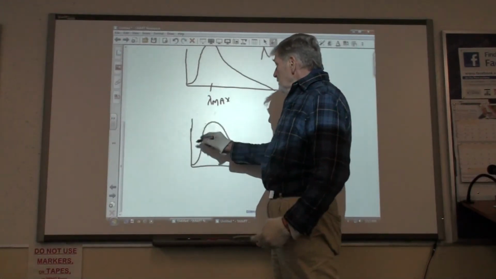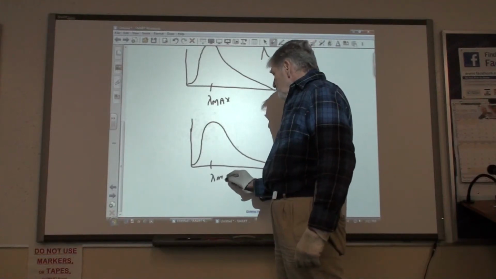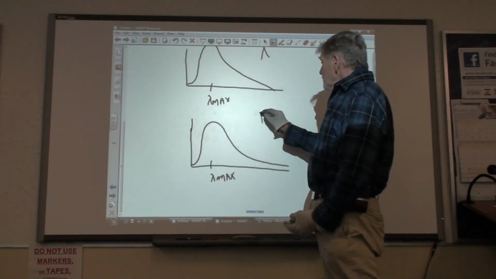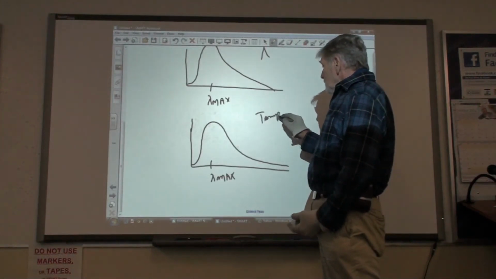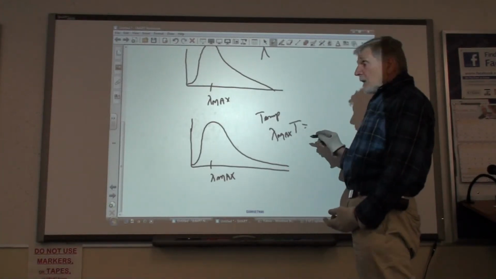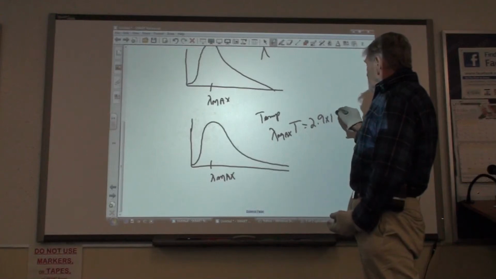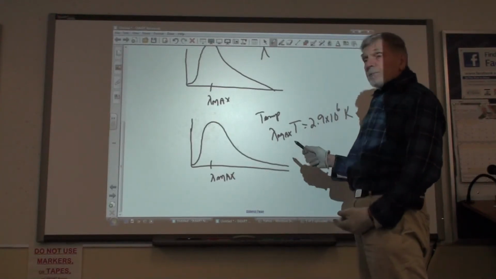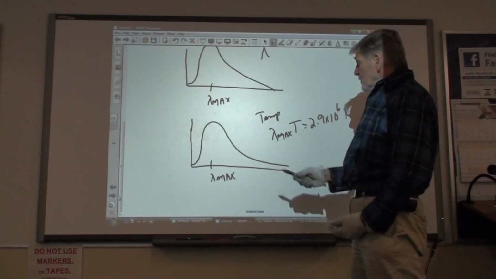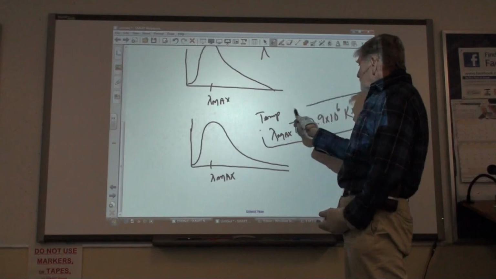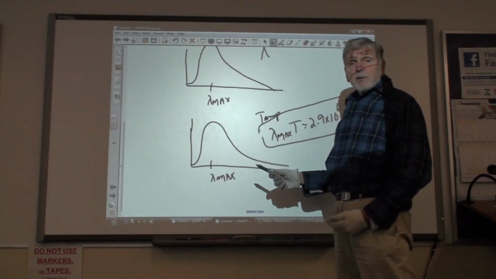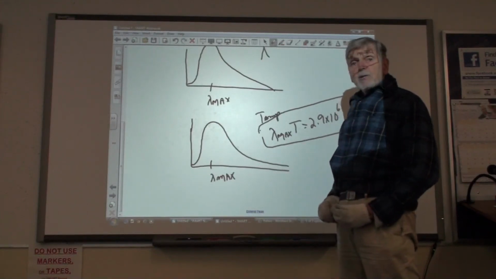So there is a relationship between the maximum wavelength, where most of the energy is emitted, and the temperature to which we have heated the object, such that lambda max times the temperature is equal to a constant, which is 2.9 times 10 to the 6th, as long as we measure the temperature in Kelvin and the wavelength in nanometers. So this is how we can relate the color that we see, or the maximum wavelength emitted from a black body, to the temperature of the body.